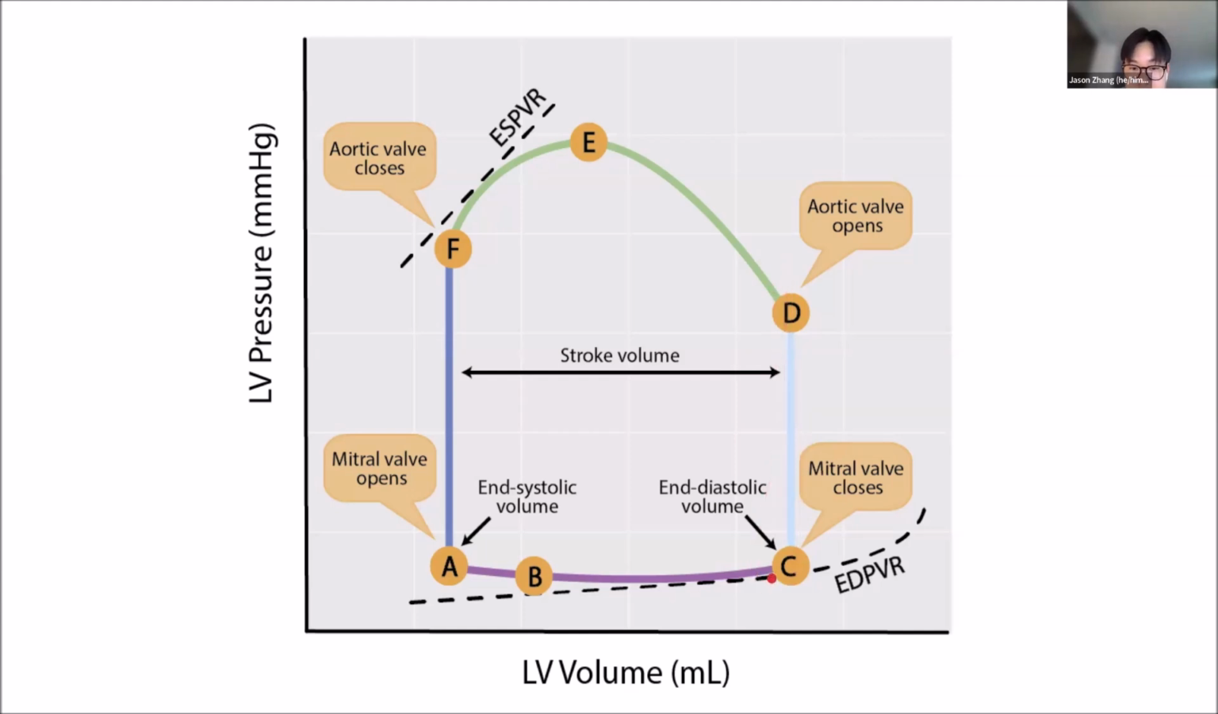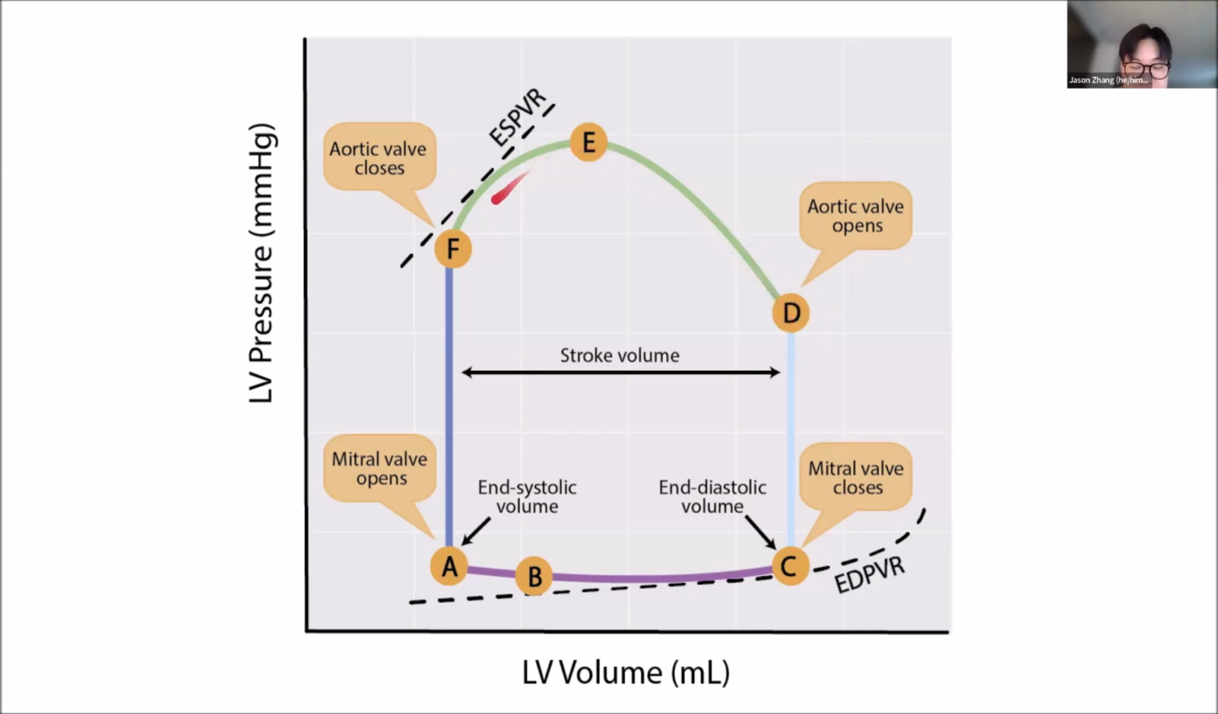So you know it's isovolumetric because the volume isn't changing, but the pressure is going up. So this is when the ventricles are squeezing, increasing pressure. And at point D, this is when the pressure exceeds the aortic pressure. So then the aortic valve opens and the blood can eject.